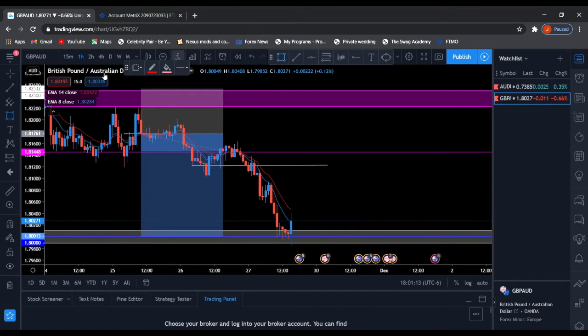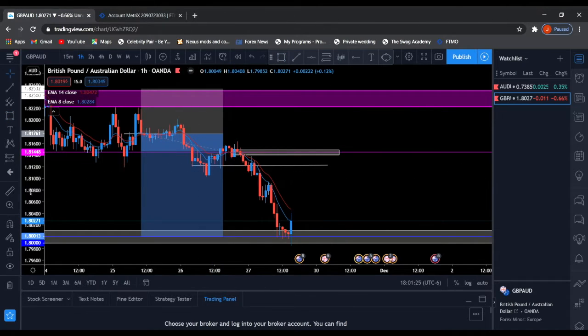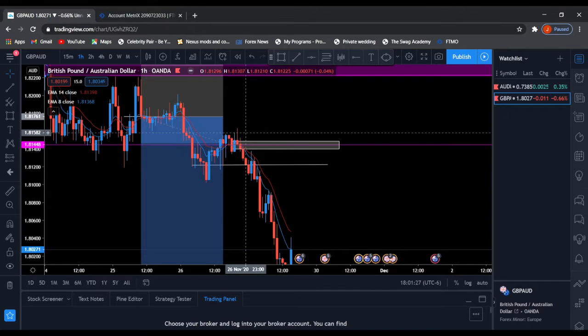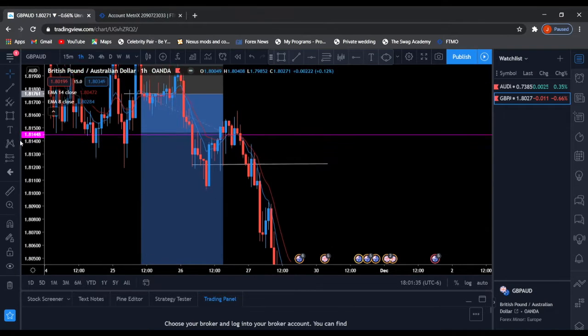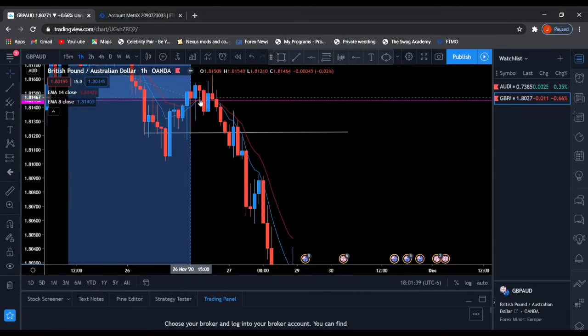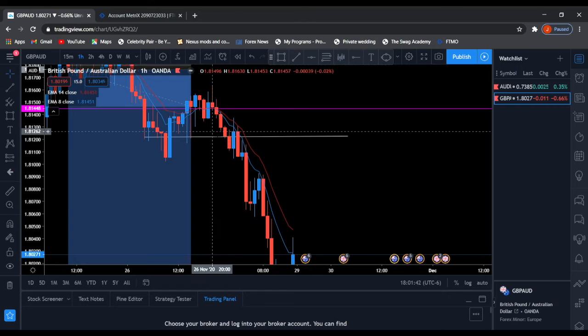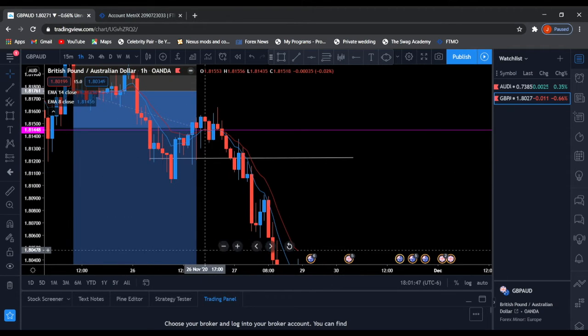But if you're just starting out, you can make the box whatever color you want, and you can draw a thin box around resistance or support, and then you can clearly see it broke and it retested. But I didn't have the box, I just had the horizontal line. So yeah, my entry again, it broke, retested, and continuated, and the MAs crossed over once again.